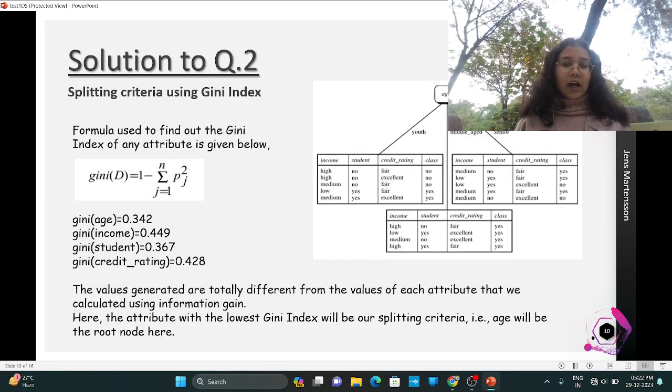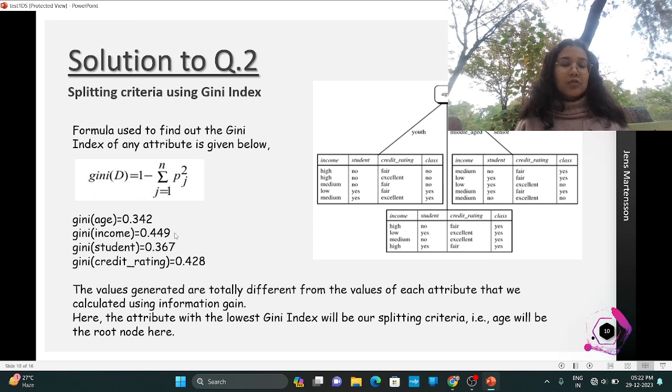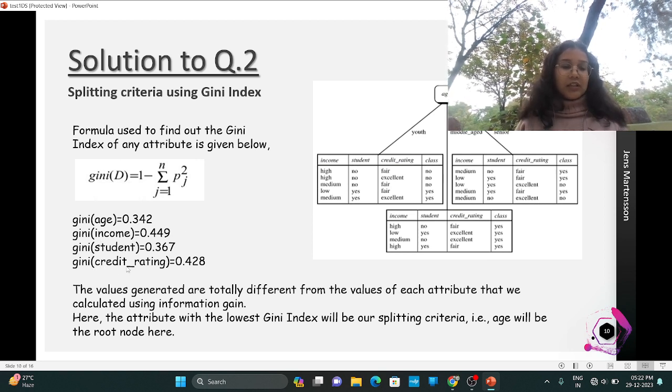The formula used to find the Gini index of any attribute is given below. This is the formula. Gini age equals 0.342, Gini income equals 0.449, Gini student equals 0.367, Gini credit rating equals 0.428. The values generated are totally different from the values of each attribute that we calculated using information gain. Here, the attribute with the lowest Gini index will be our splitting criteria, that is, age will be the root node here.